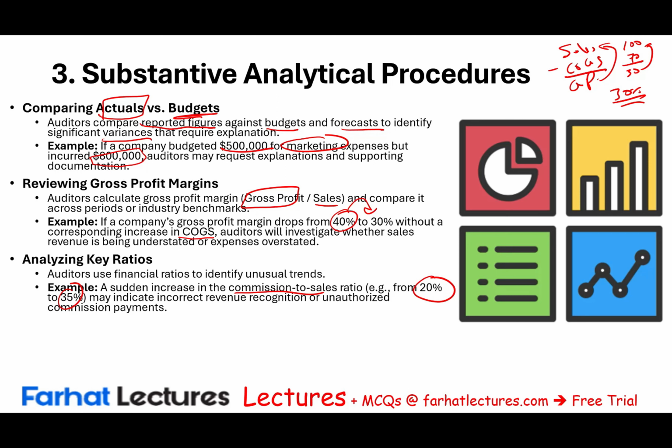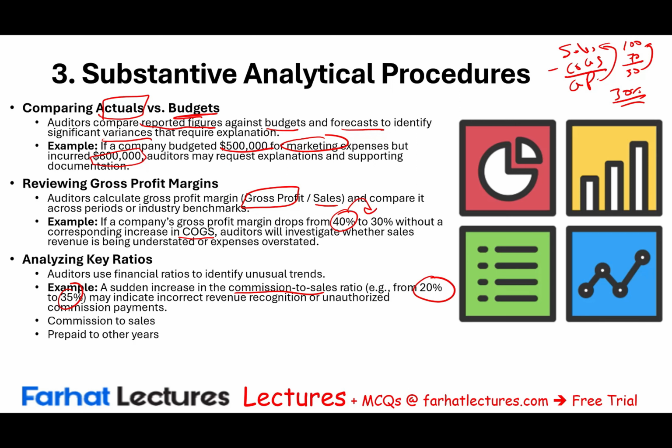Now, why did your sales commission go up to 35%? It could be there's incorrect revenue recognition or unauthorized commission payment. We need to look at these figures. So on the exam, what you are looking at is figures that deviate a lot, like more than 5, 7, 10%. And usually they give you a hint, like it should be stable. Why is it going up? Or your cost of employee went up and you have fewer employees, or your cost of employees went down and you hired more employees. Something does not match.